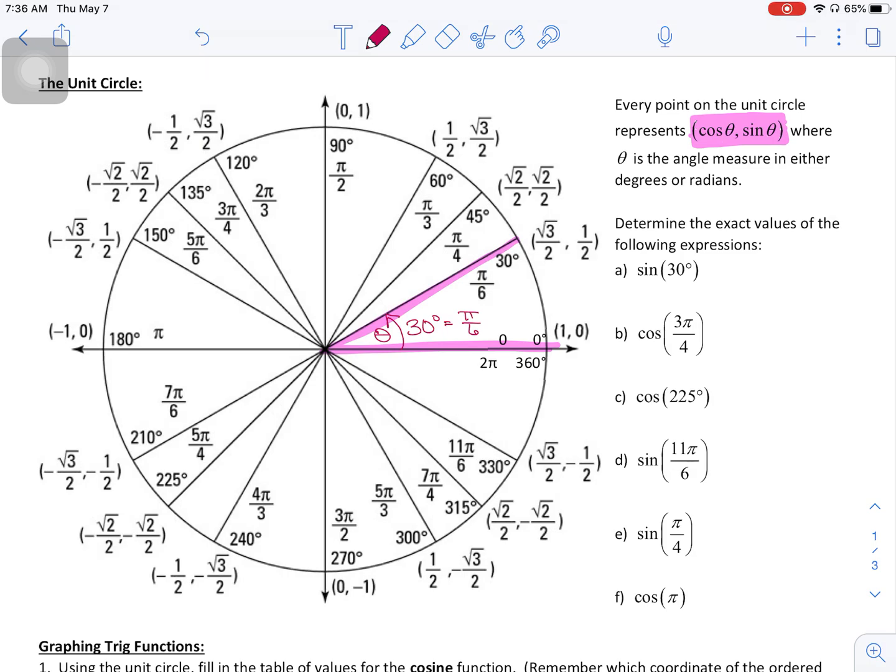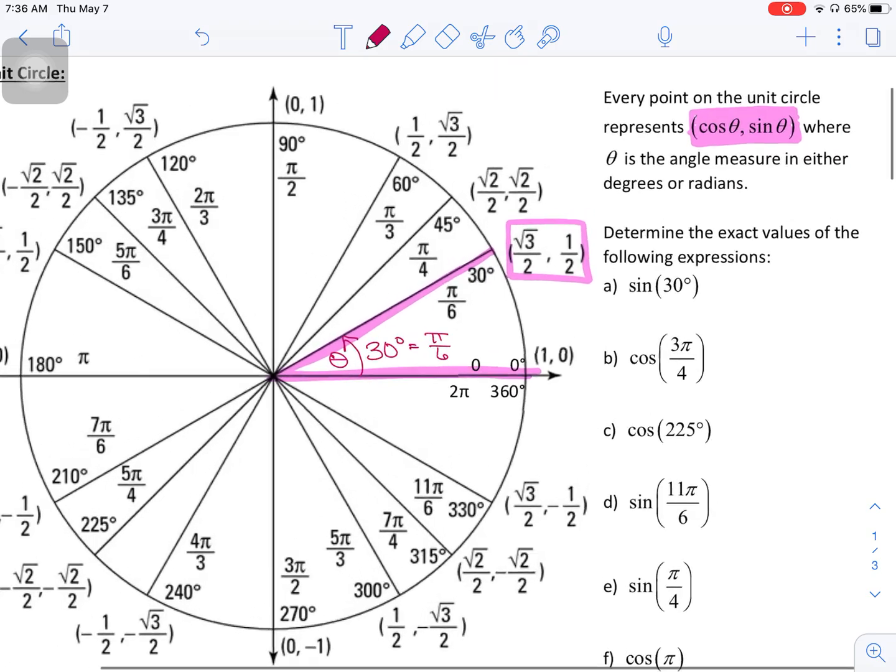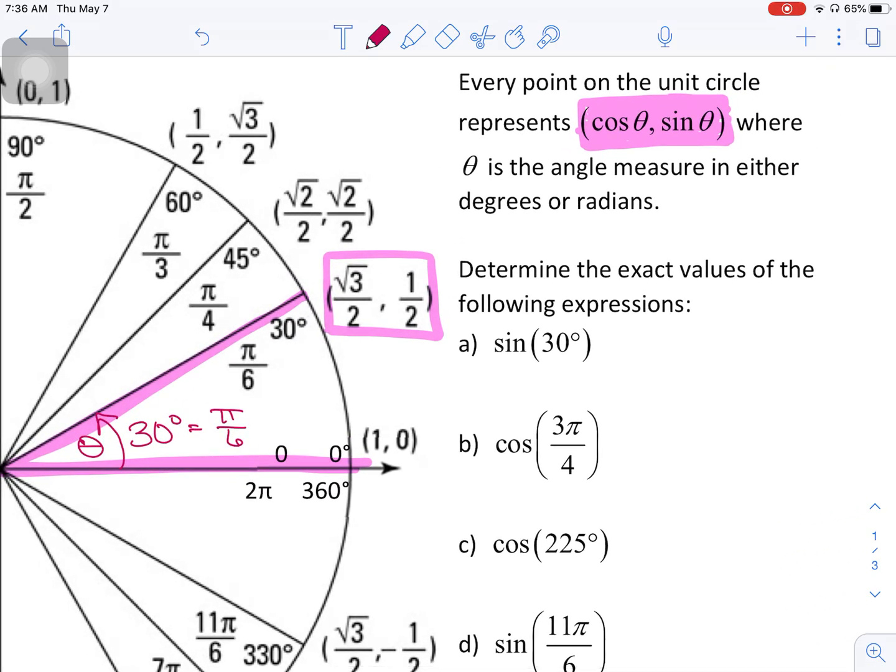And this information right here is telling us what cosine and sine of that angle are equal to. So I'm going to zoom in here, let's go with 30 degrees, okay? If I want to know the cosine of 30 degrees, I'm going to recognize that that's the x value of my ordered pair. So if I look at my ordered pair here, my x value is right there. That would be root 3 over 2. So that's what cosine of 30 degrees is equal to.